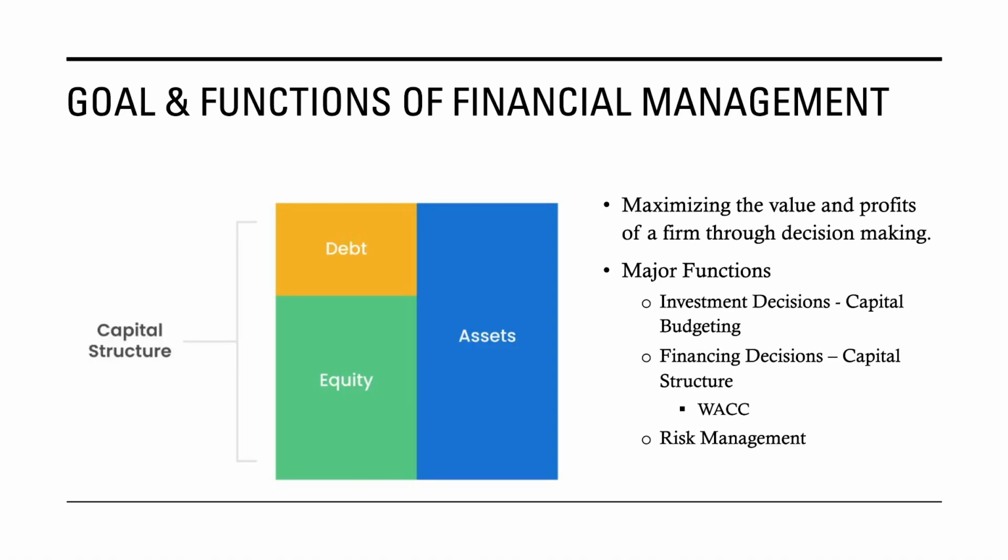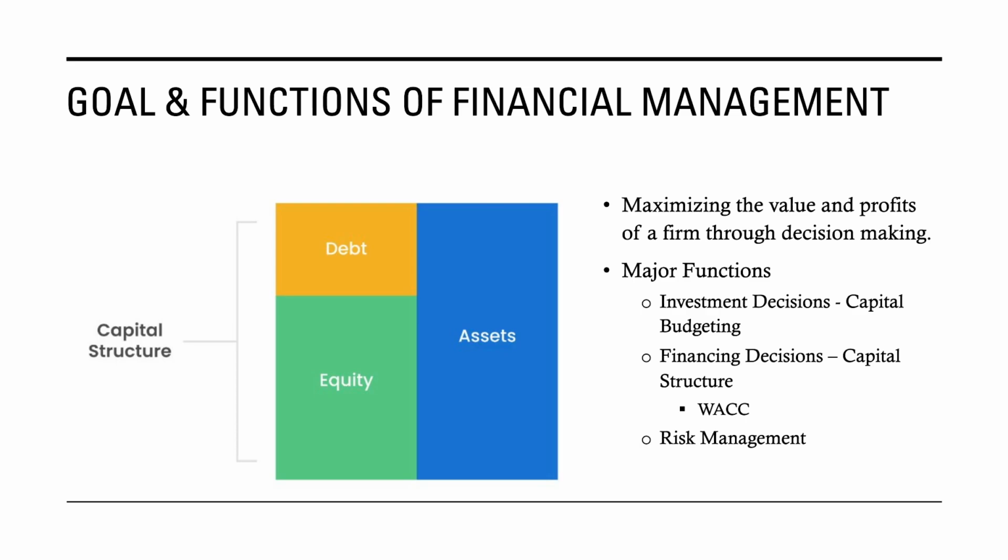The goal of financial management is to make decisions that maximize the long term value of the firm and also generate wealth for its owners and shareholders. These are the major functions we'll talk about, which include investment decisions, financing decisions, and risk management.